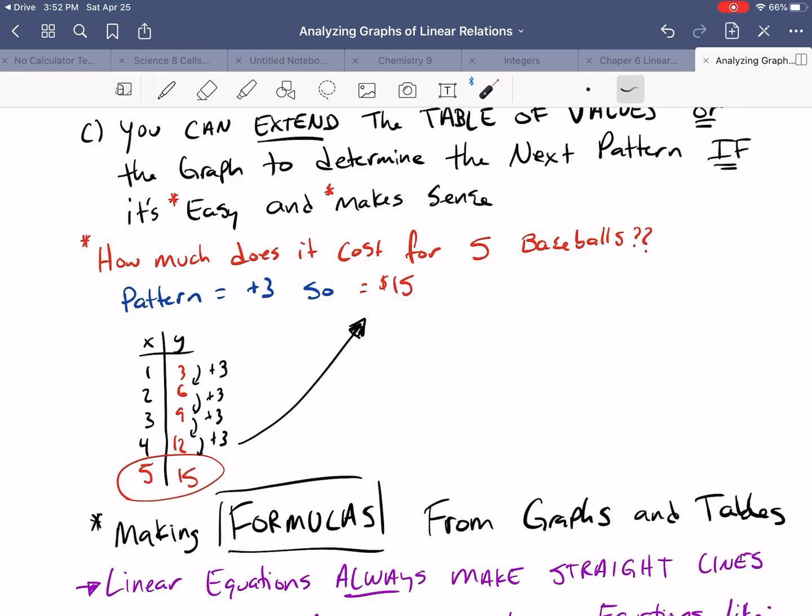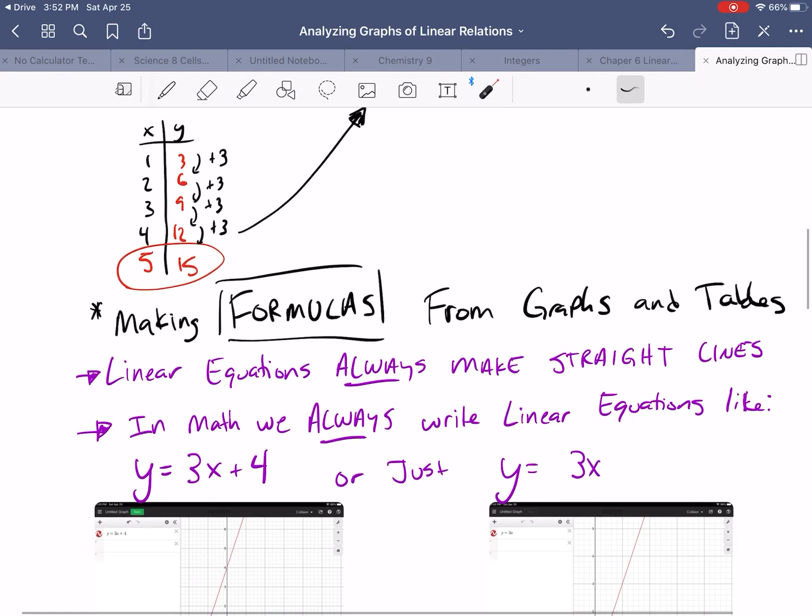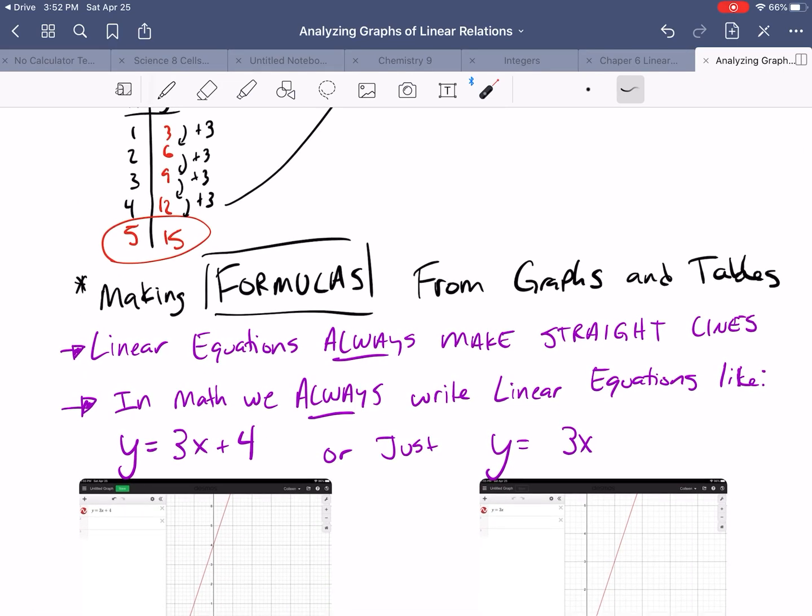But that question up above was asking how much it was for 14 baseballs. And this is where you need to really, really come with me and understand how this works. Making formulas from graphs and tables is literally what math in high school is all about. This is your introduction to building those formulas and looking at them like they're formulas. You've actually seen this in grade 6. I know you've seen this before, but this is really the part where our brains start to put everything together. So guys, linear equations always make straight lines, and I already told you that.